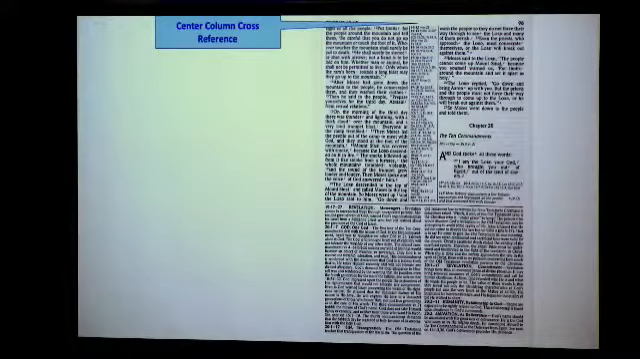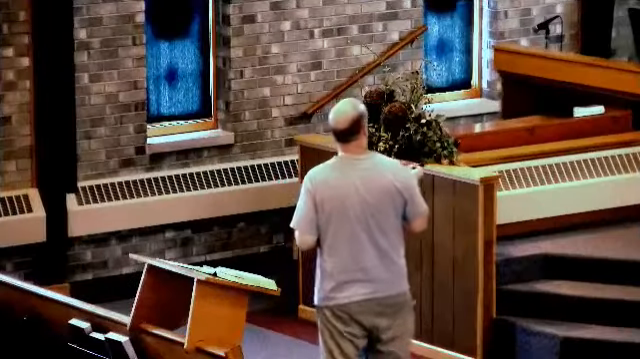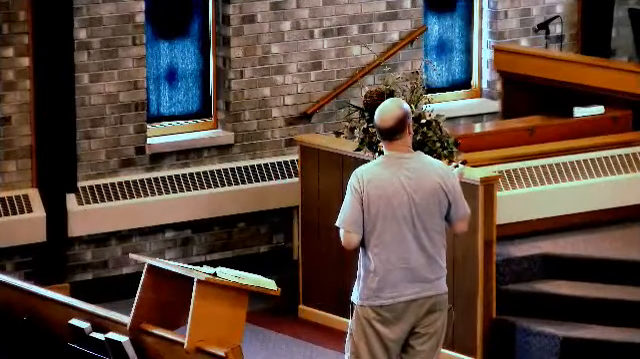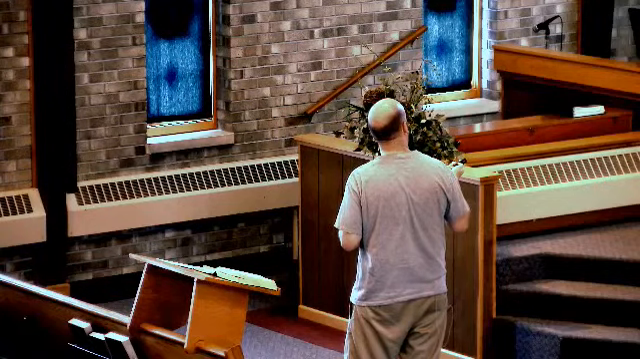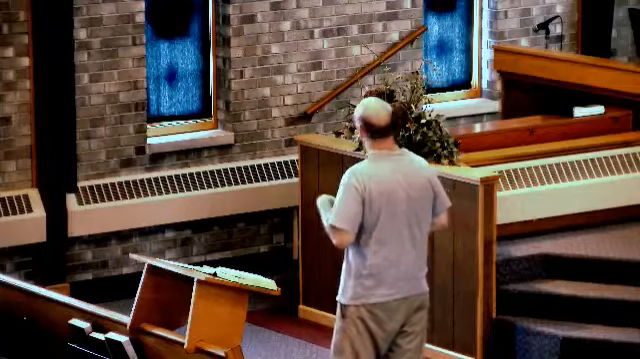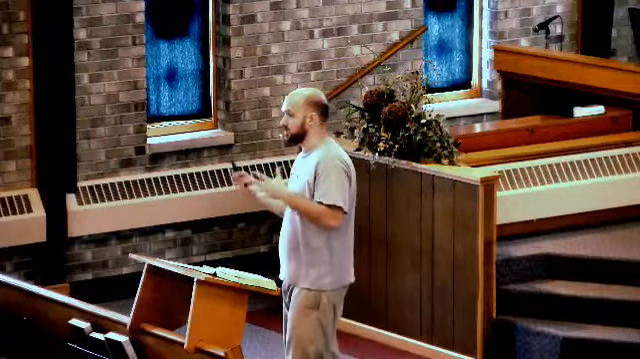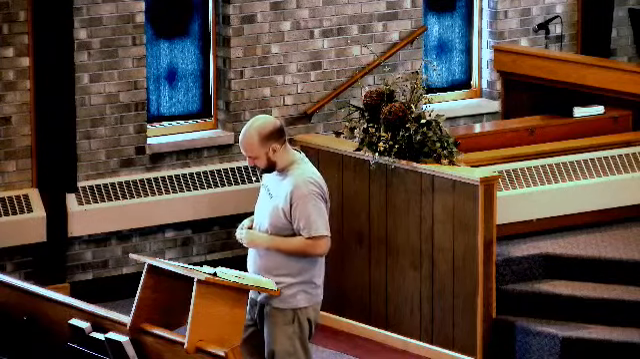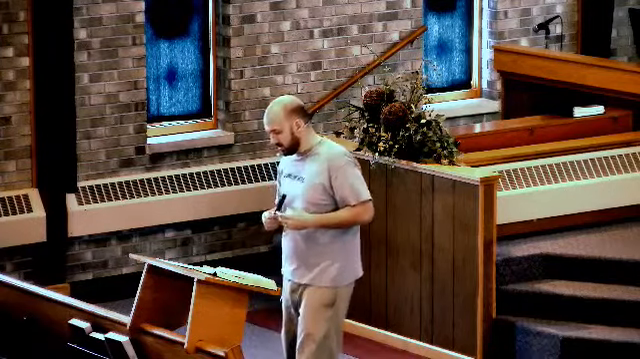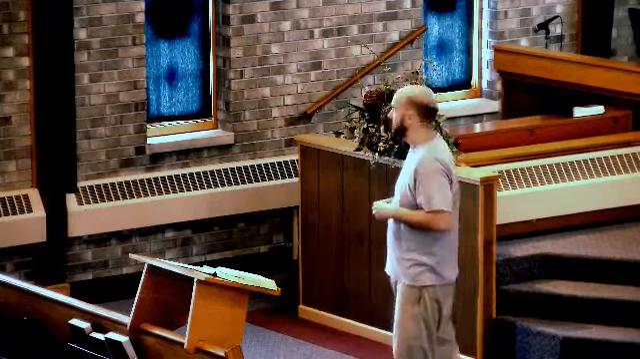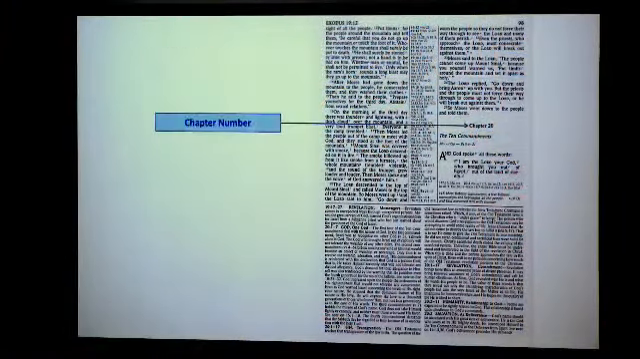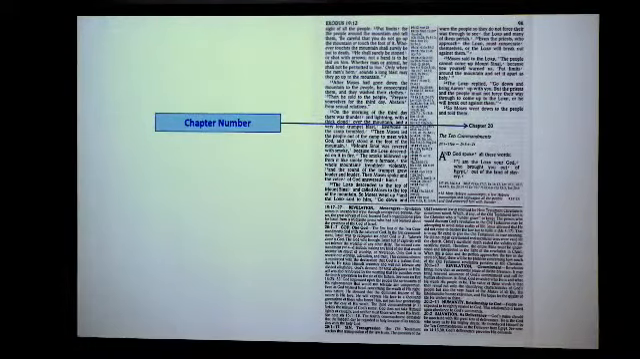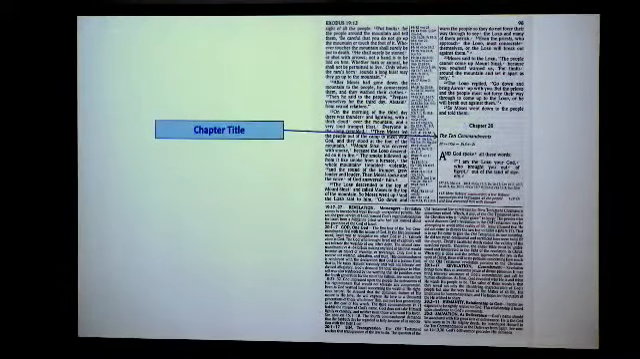A cross-reference. It'll take something from the chapter that you're reading, and it'll have, for example, this little letter right there that is referenced in here. And so that cross-references other scriptures that tie into this passage. It also has alphabetic notes. It also has the chapter number, which is pretty standard in any Bible. It has a chapter title, which is pretty standard in any Bible.